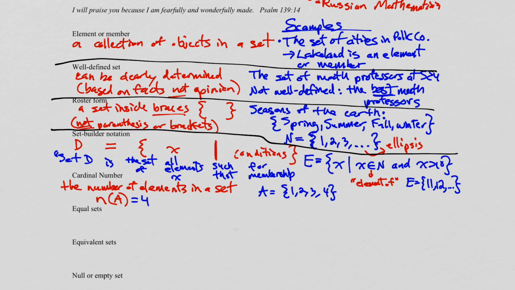Let's say set B was spring, summer, fall, winter, and it'll be the same thing. We count them: 1, 2, 3, 4. That means the number of elements in set B would also be 4.